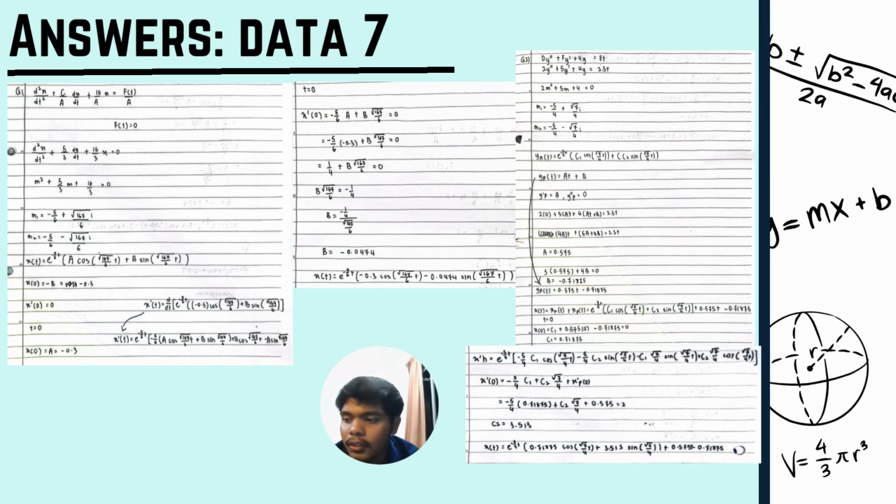Then we put in equation x prime h. So the c2 we're going to get is 3.513, and the answer we're going to get is exponent negative 5 over 4t, 0.71875 cos square root of 7 over 4t plus 3.513 sine square root of 7 over 4t plus 0.5775 minus 0.71875.